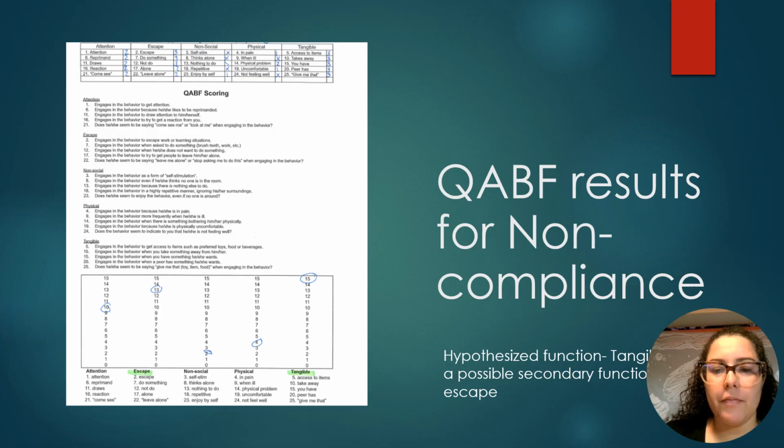Here are our results for our noncompliance from our QABF. You can see here that the hypothesized function is tangible with a possible secondary function of escape. So for tangible, those were questions 5, 10, 15, and 20. And then for escape, it is 2, 7, 12, 17, and 22. The QABF does use a Likert scale. If it's marked with an X, it doesn't apply. 0 is never, 1 is rarely, 2 is some, and 3 is often.